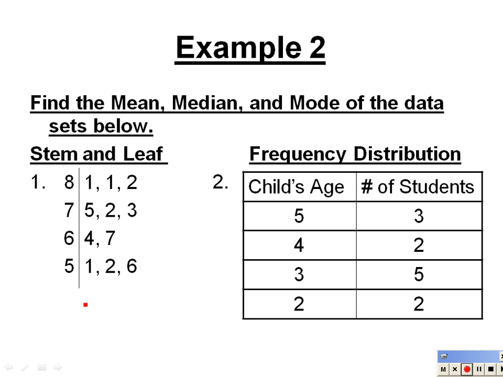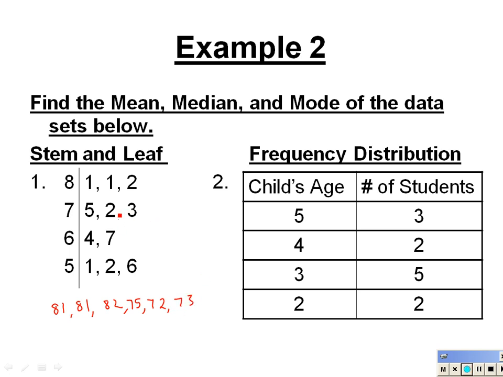Alright, well, for number 1, the first thing we're going to do is the average. Now, what we're dealing with here is a stem and leaf plot. So what I really have is 81, right? And then another 81. And then an 82. A 75. A 72. 73. Now these are out of order.